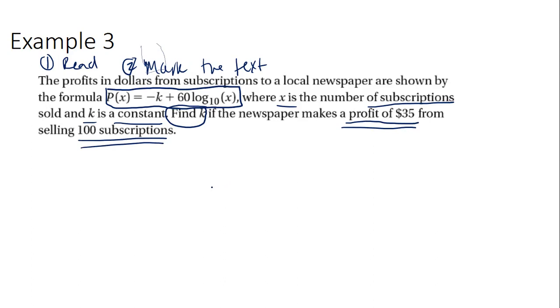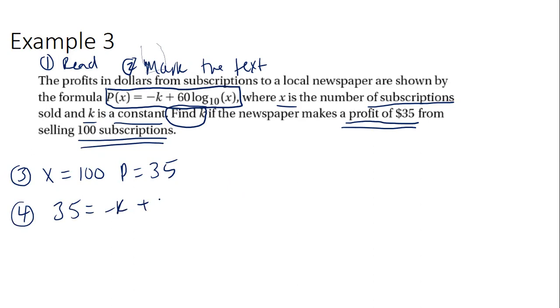Okay, there we go. Third thing is to identify your variables. So our X is what? 100. And our P is 35. So we identified our variables. The fourth thing is to plug in your variables. So we know P is 35, negative K plus 60 log base 10 of 100. Fifth is to solve. So we're going to solve.